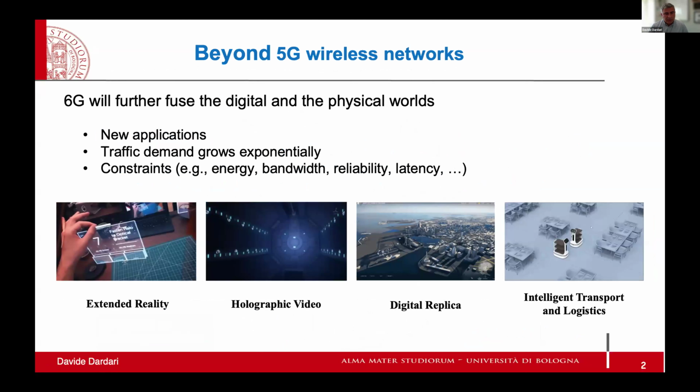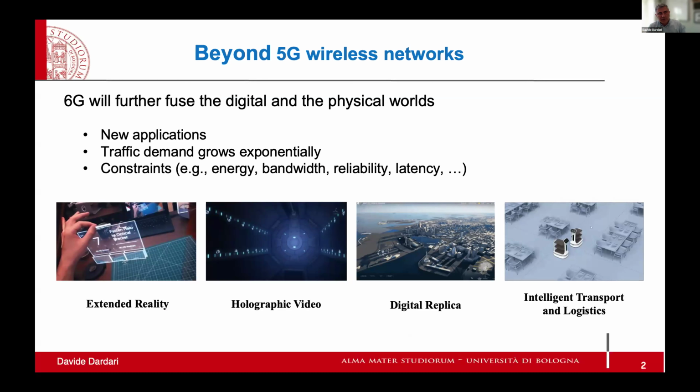One of the key aspects of 6G will be the fusion of the digital and the physical world. That means most of the data sources will come not from people but from things. So we expect an explosion of traffic demand, but also new applications such as digital twinning, extended reality, and so on. At the same time, we have a lot of constraints to deal with: energy, bandwidth, reliability, latency, just to mention some.